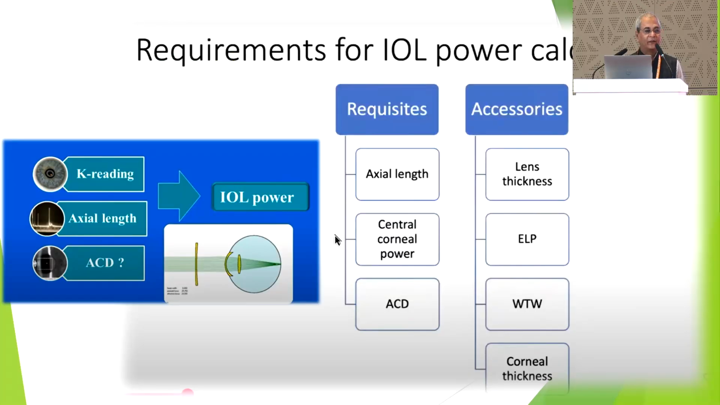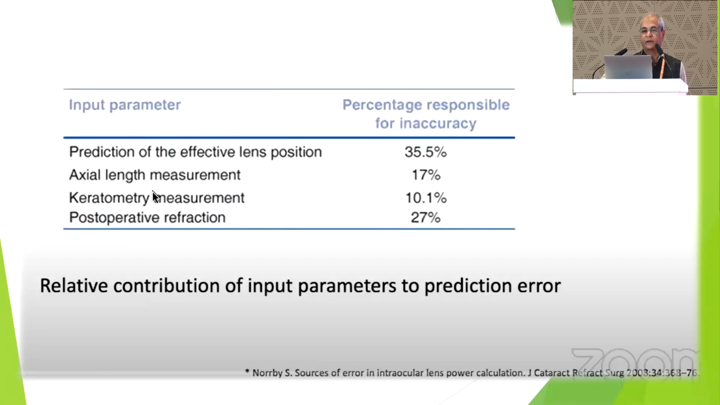So IOL calculation is the basis. If this is not correct, whatever good surgery you do, it is not going to work. So all these things are there: keratometry, axial length, AC depth. Now in addition to that, all the newer formulae include lens thickness, effective lens position, white to white, and corneal thickness. Here, if you see, the effective lens position is the confounder which is causing the problem. It causes 35%. Other factors are there, but effective lens position is very important. So it has to be calculated.